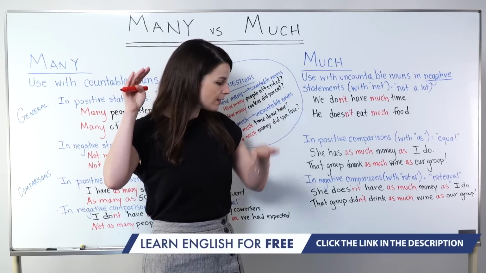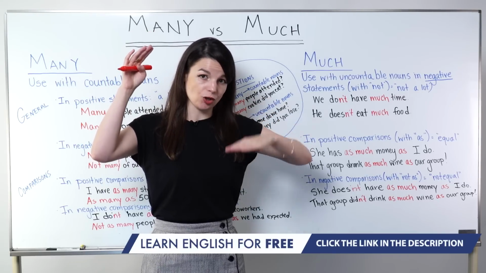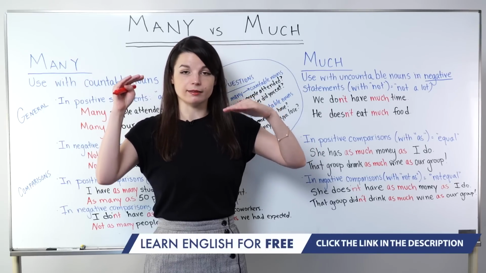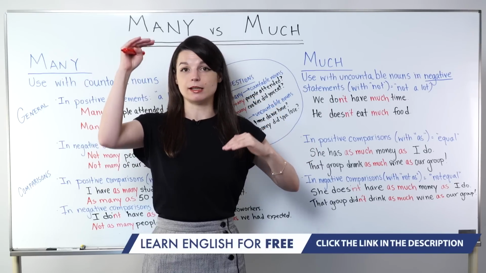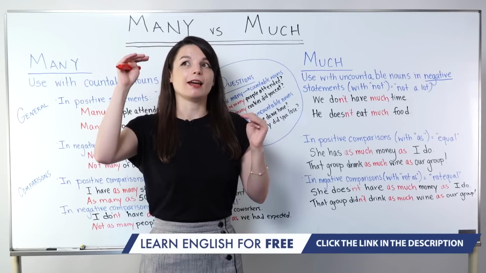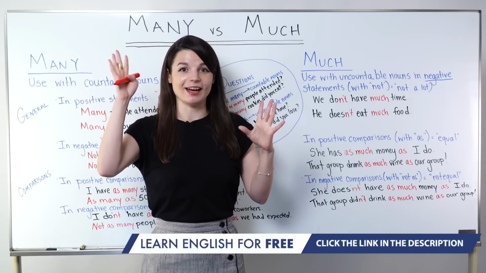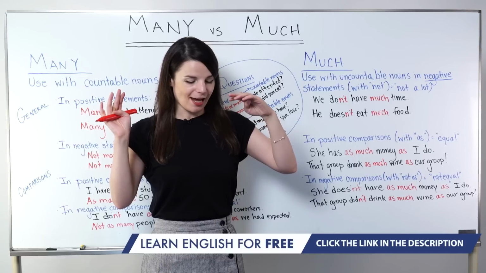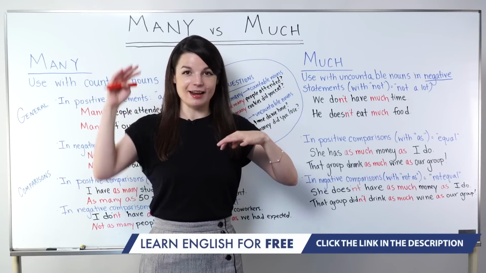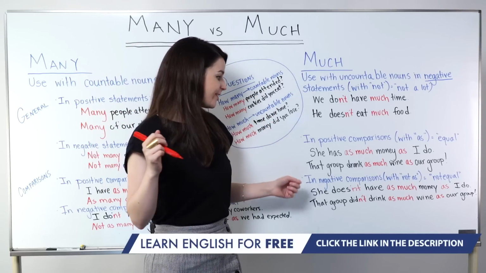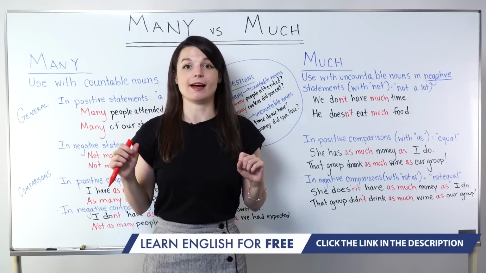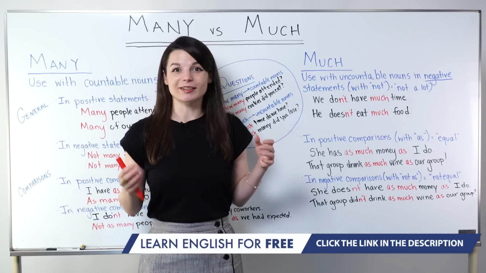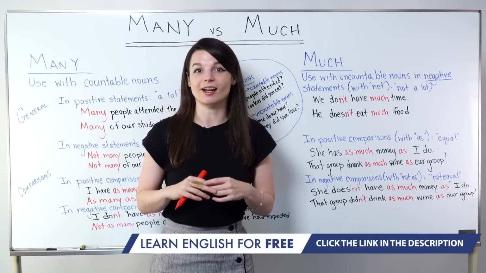So she doesn't have as much money means the amount of money she has is less than the amount of money I have. So this is a shorter way to say that thing. I can express that with two sentences: she has less money than I have, or she doesn't have as much money as I do. So there are a couple of different ways. I feel like this is a pretty short and efficient way to say that idea.